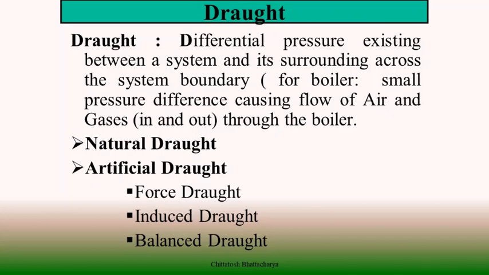In general, inside the boiler we have 4 different categories of draft generation. The first kind is natural draft, that is created naturally with the help of the chimney. Artificially, we create draft within the boiler system, supported by the forced draft fan, the induced draft fan, and a combination of these two, which is referred to as the balanced draft system.